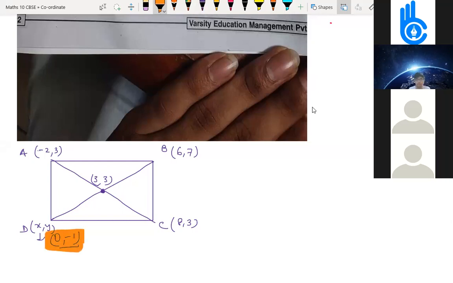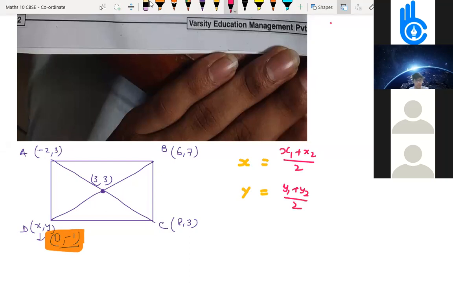Yes. If this is a midpoint, you can write it in another way also. Midpoint is x and y. So what you can do here is, if you do it by formula, you can do like this: x1 plus x2 divided by 2. And here is y1 plus y2 divided by 2.